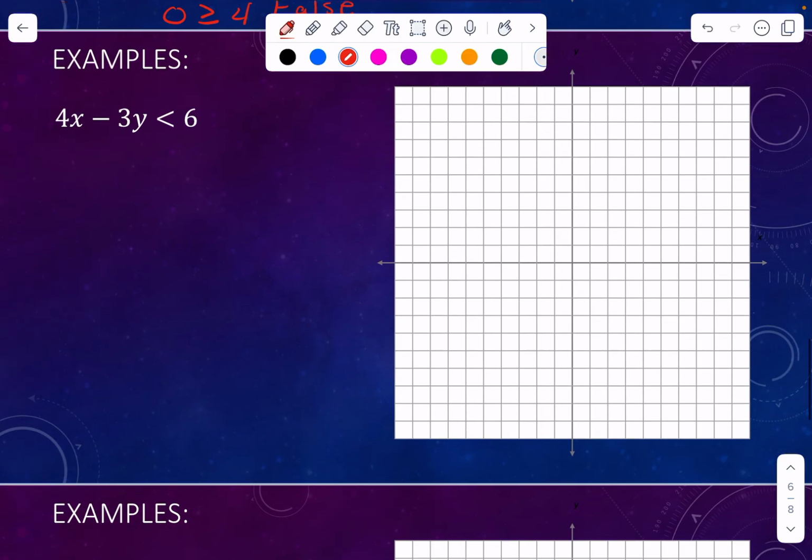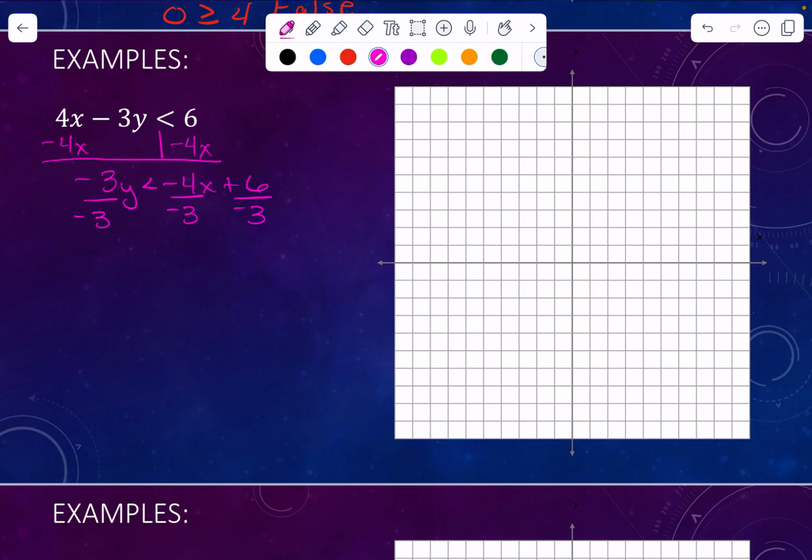All right, let's try another one like that where we have to do a little solving first. So we're going to start in here. I'm going to minus the 4x from both sides. Then I'm going to come down here. I'm going to divide each by a negative 3. So that's going to give me y greater than, negative divided by negative turns positive. And this is going to be a negative 2. My slope is 4/3. My y-intercept is negative 2, and it is a dotted line.